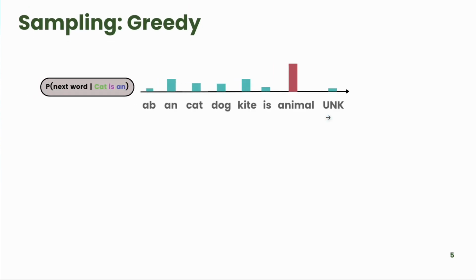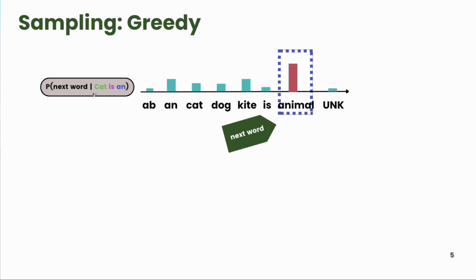So the greedy approach works as follows. What you have is a probability distribution, as we talked about. So the distribution is over the next word. Given the sequence cat is an, this is the distribution we are sampling from. And the word animal has the highest probability of occurrence. So greedy sampling just chooses this particular word, and that's how it works, right? So the next word would be animal in this case, which also has the highest probability, and in the example that we chose, this word is also reasonable.